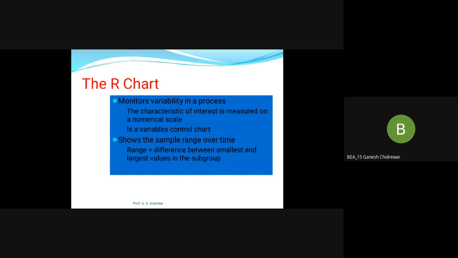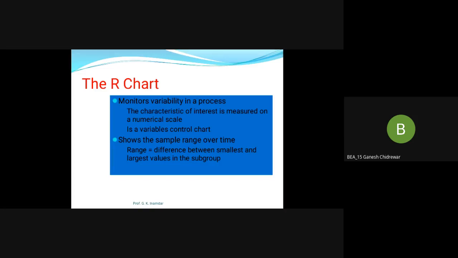Now what are the basic R charts? They monitor variability in a process. The characteristic of interest is measured on a numerical scale, so it is a variable control chart. Here the R chart, or we can say the range chart. According to its name, we have to control the range. For example, suppose there is a lot, some food products or some drugs.